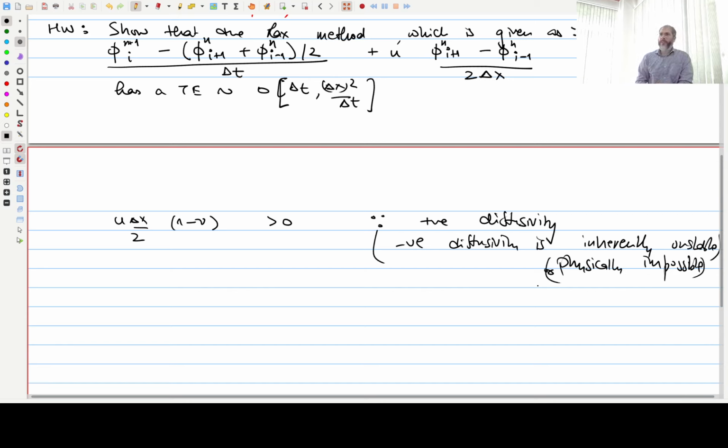Now, what does this condition tell us? Now, u is positive, that's the equation that we've been working with. Delta x is always a positive number, so that means 1 minus nu has to be greater than 0. So, what is that condition?